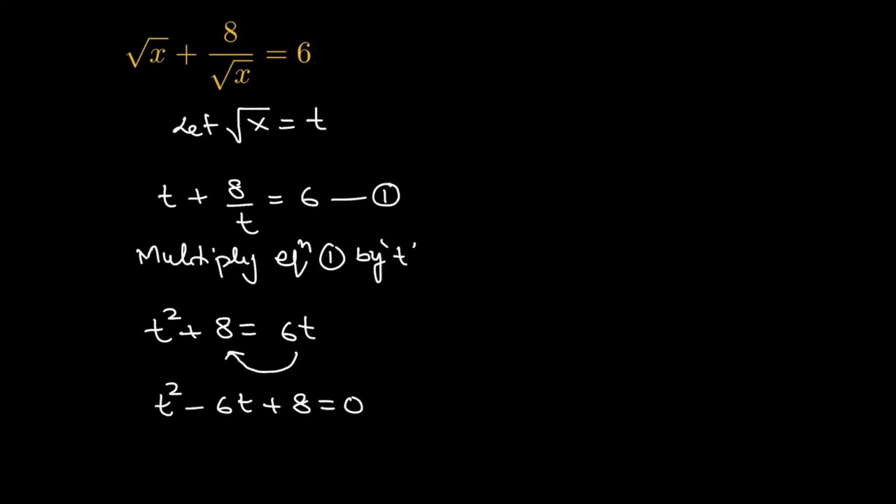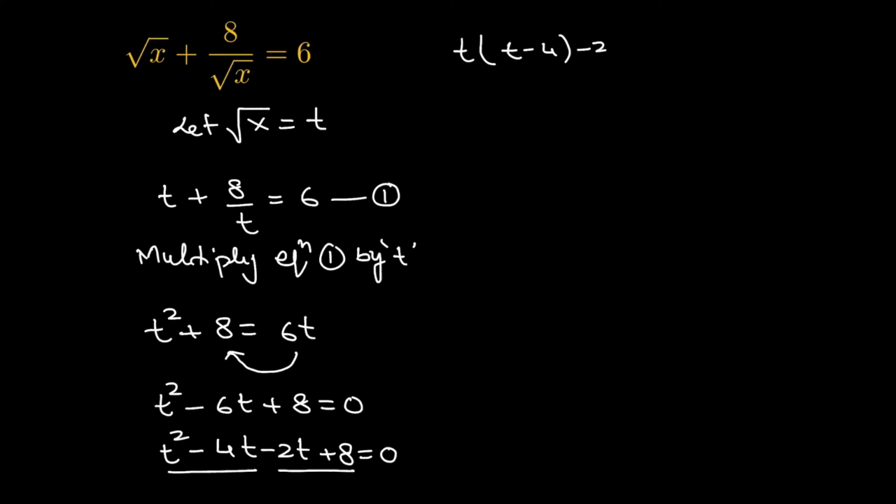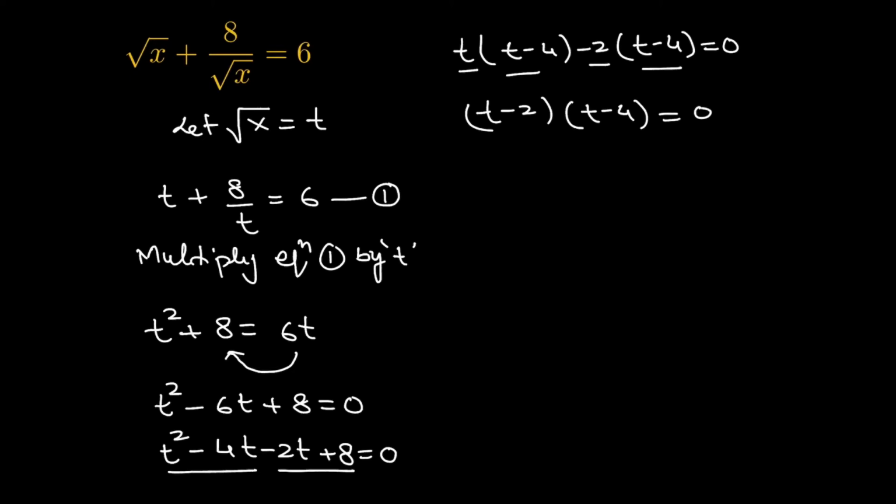This can be solved by the method of factorization. So this is t square minus 4t minus 2t plus 8 is equal to 0. From the first two terms, take t common. Inside is t minus 4. From the next two terms, take minus 2 common. Inside is t minus 4 is equal to 0. Combine t minus 2, and write one factor t minus 4, so t minus 2 times t minus 4 is equal to 0.